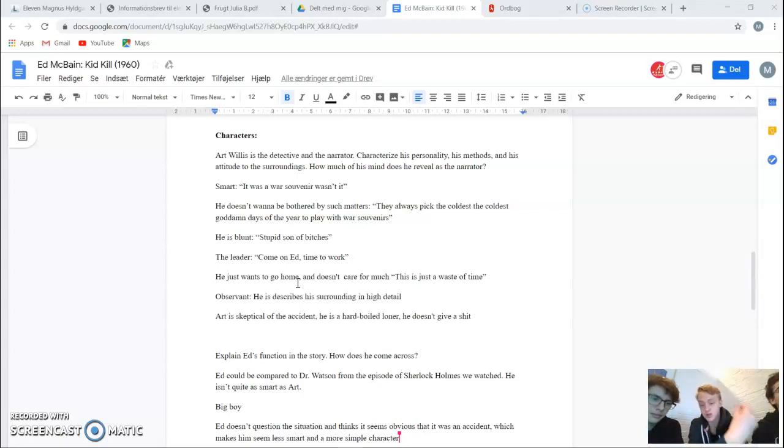But when he gets to the scene, he's very observant. He's describing his surroundings in high detail. And from the start, he was skeptical of this so-called accident.